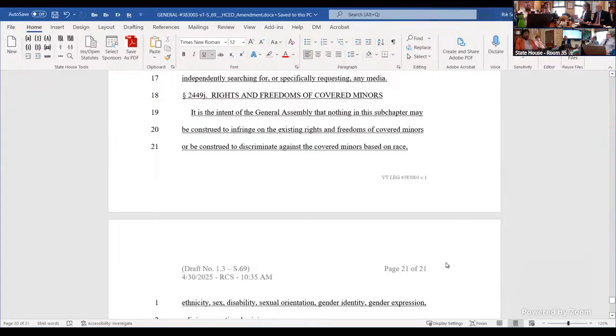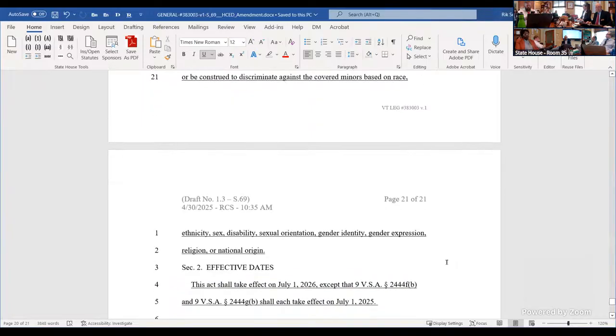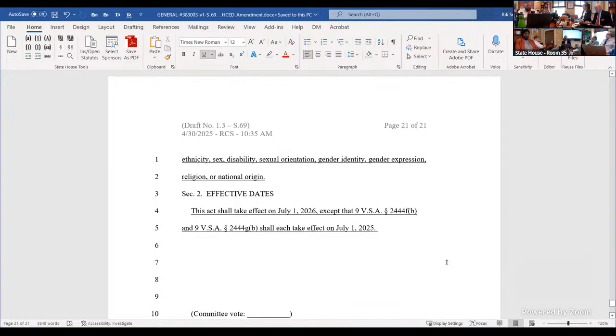2449J, it is the intent of the General Assembly that nothing in the subchapter may be construed to infringe on the existing rights and freedoms of covered minors or be construed to discriminate against covered minors on the basis of several different things. The act takes effect July 1st, 2026, except the two rulemaking tasks would begin on July 1st, 2025, to give the AG time to maybe not adopt them by next year, but at least be in the motion of getting those rules in place.